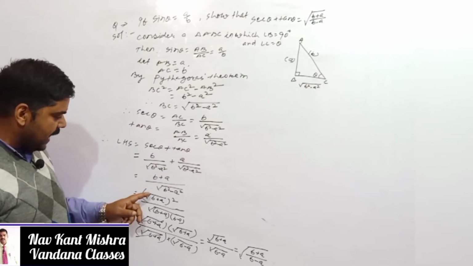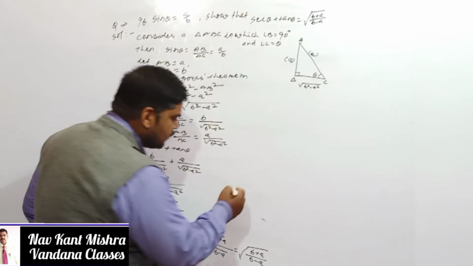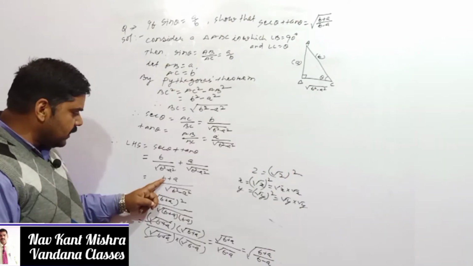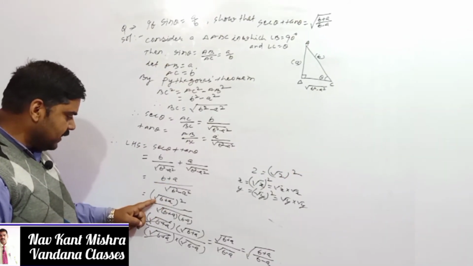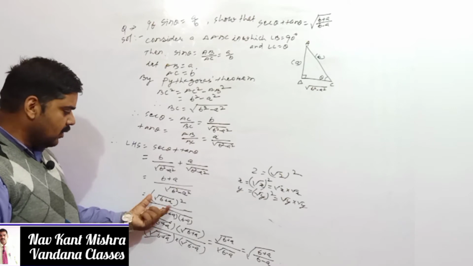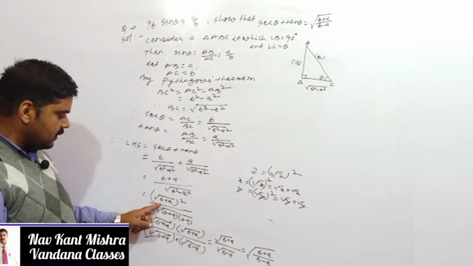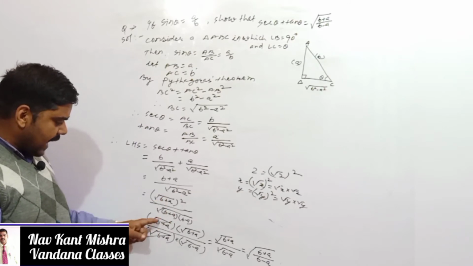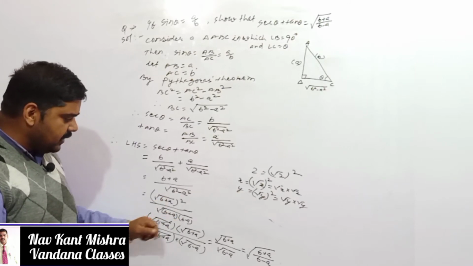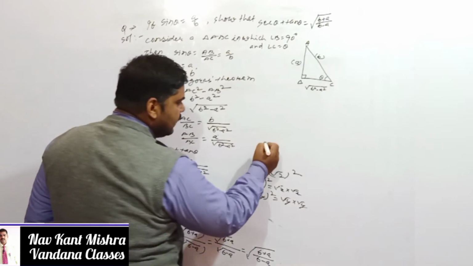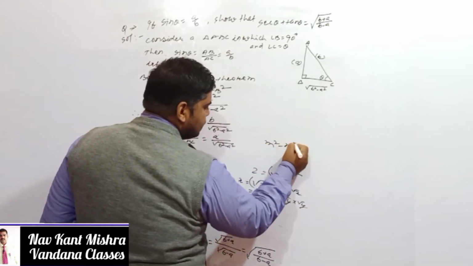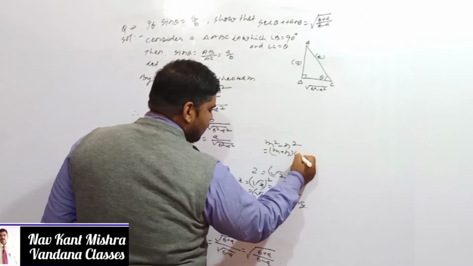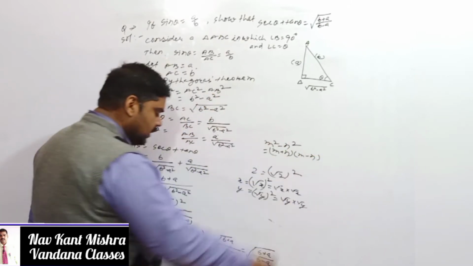Now you have to just pay attention that 2 can be written as root 2 whole square. Similarly B plus A can be written as square root under (B plus A) whole square, and B square minus A square can be written as (B plus A) into (B minus A) by using the identity m square minus n square is equal to (m plus n) into (m minus n).